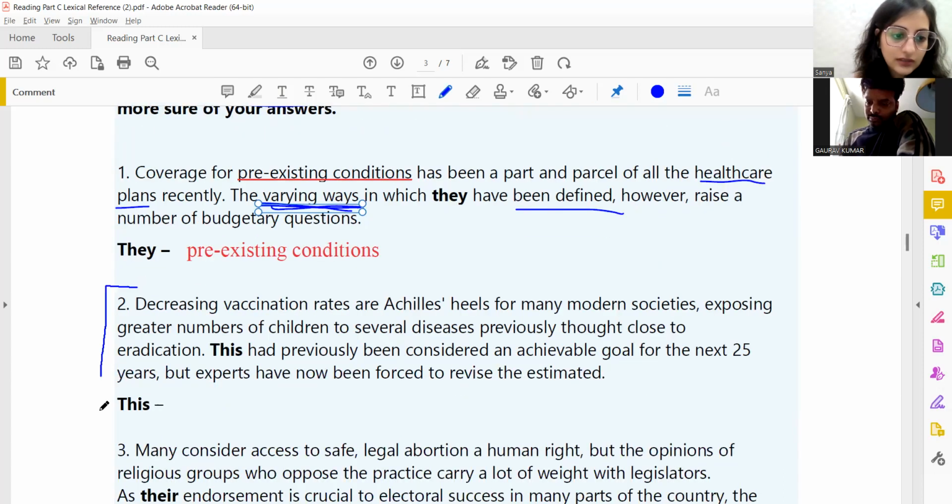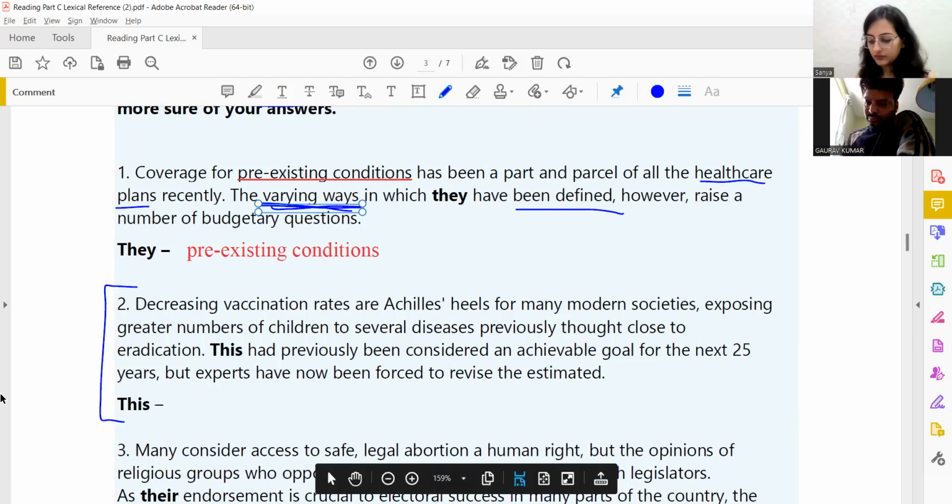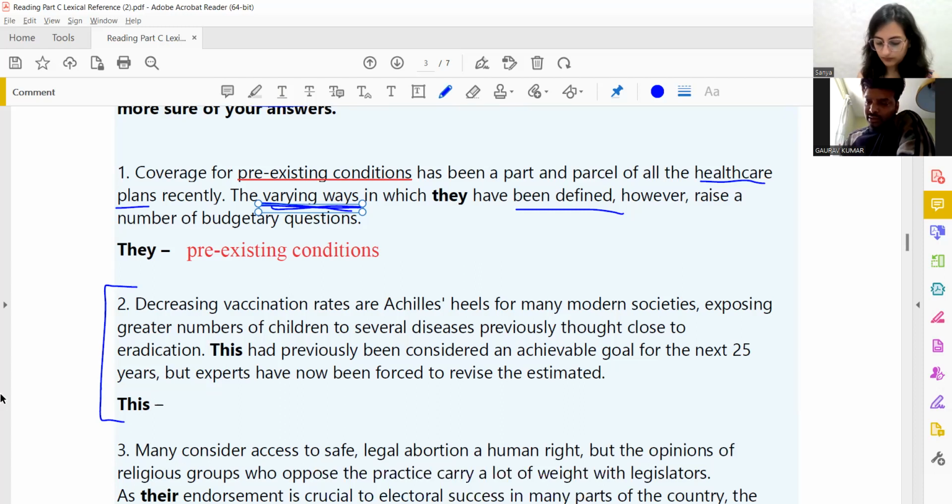So look at the second one and try to figure it out. Decreased vaccination rates are Achilles heels for many modern societies, exposing a greater number of children to several diseases previously thought to be close to eradication. This had previously been considered an achievable goal for the next 25 years, but experts have now been forced to revise the estimate. So this had previously, what does this refer to? This had previously been considered.